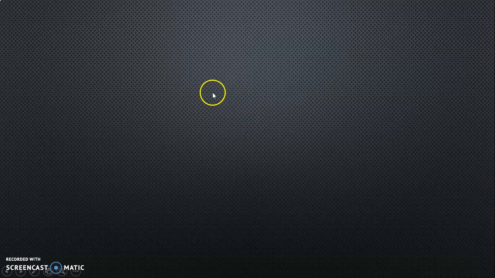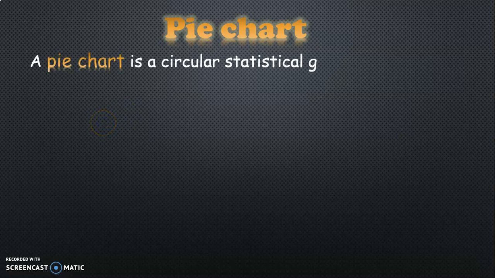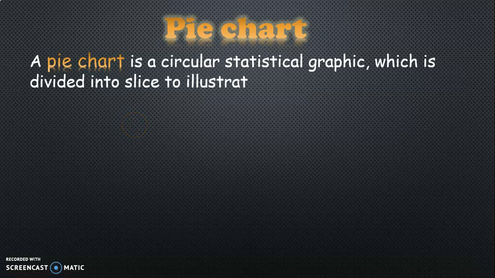From the previous lesson, we discussed displaying data, including the two-way table, frequency table, and also the bar graph. This time, we will discuss the pie chart. What is a pie chart? A pie chart is a circular statistical graphic which is divided into slices to illustrate numerical proportion.